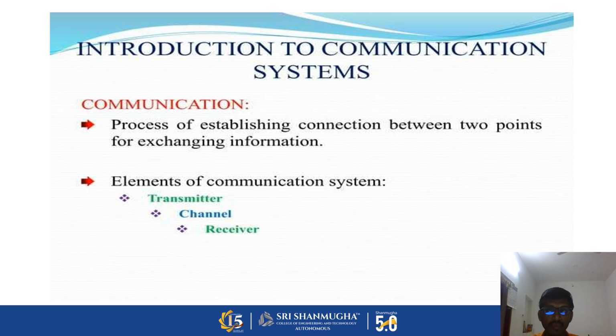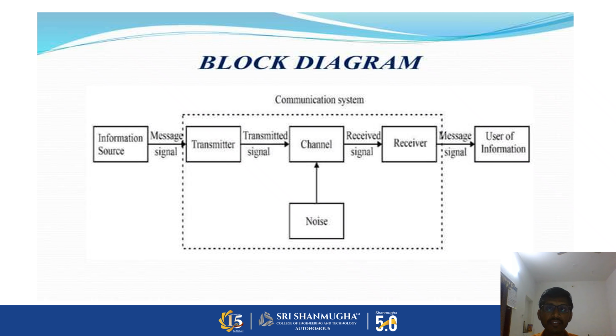What are the elements of communication system? Transmitter, channel, and then receiver. These are the basic elements of communication system. Next, this is the block diagram of communication system.